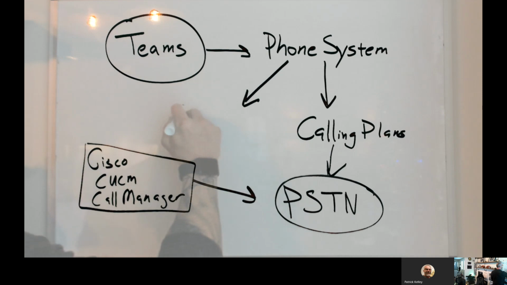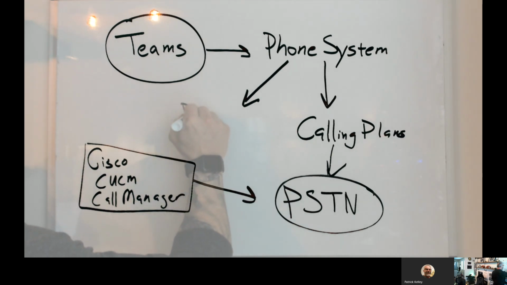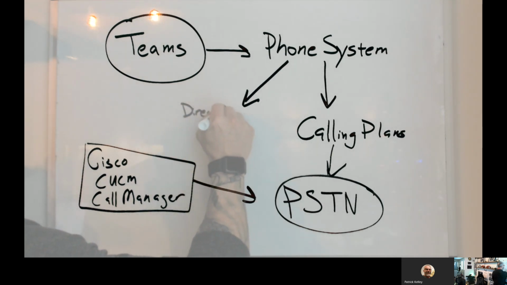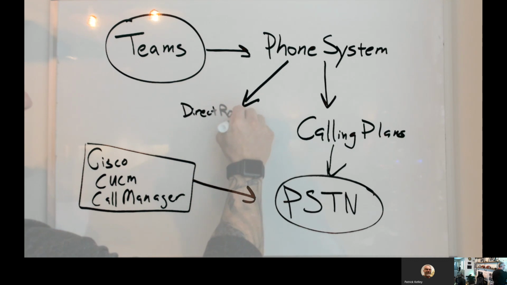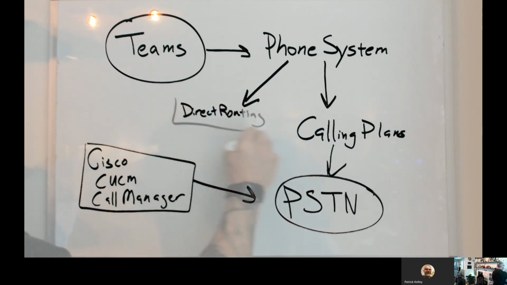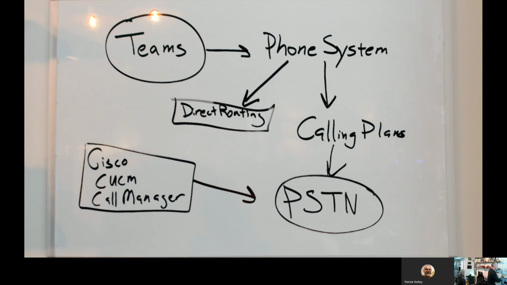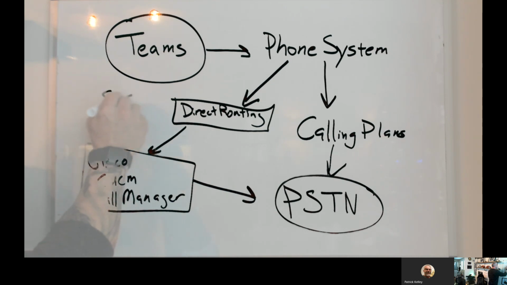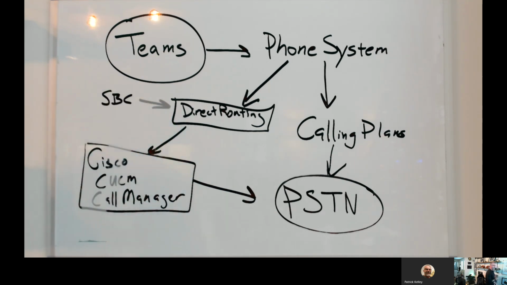Well, here's what we do. We do what we call direct routing. Direct routing is the ability for an appliance, in the term of telephony, what they call an SBC, session border controller. That is another word for direct routing. Basically, it's a session border controller that's certified to work with Teams.